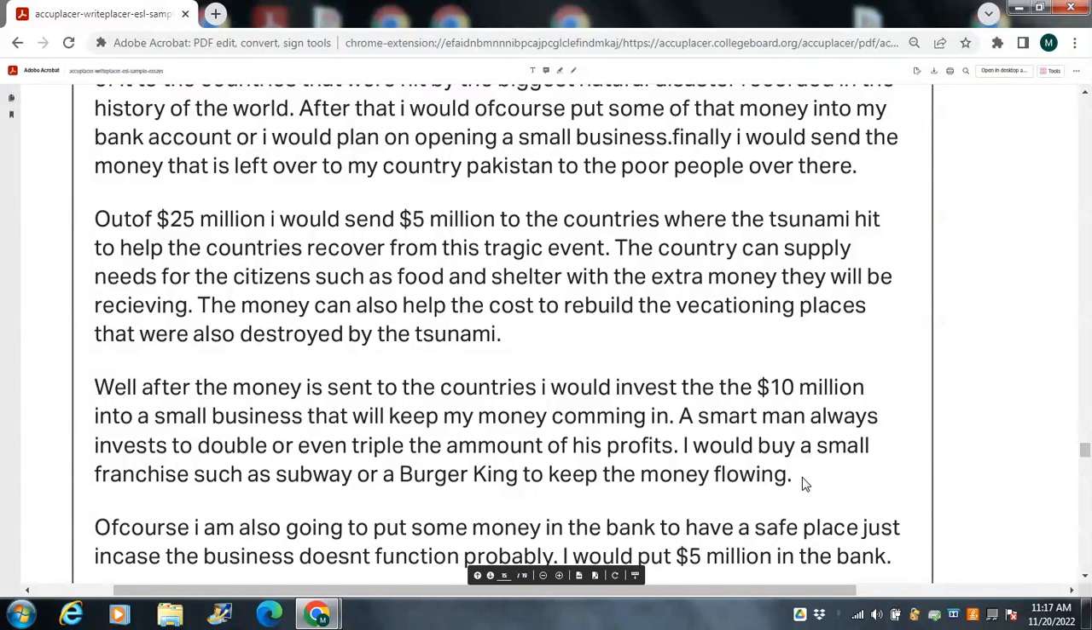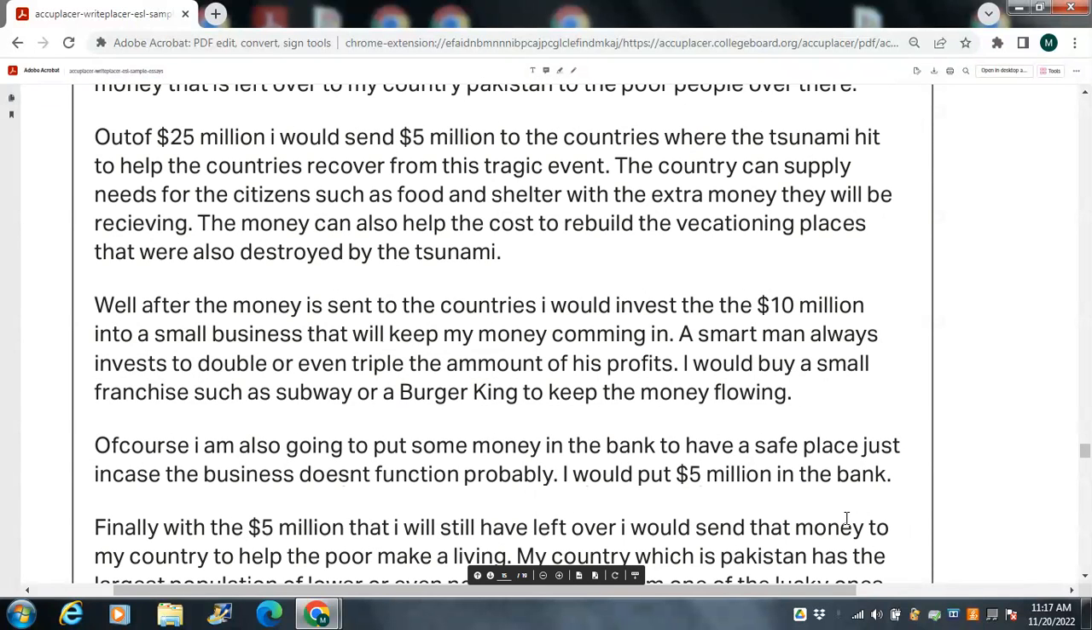Now we go on to paragraph 4, which is almost like a little sentence or a couple of sentences here. Let's see what they have. "Of course, I'm also going to put some money in the bank to have a safe place just in case the business doesn't function probably." And maybe they meant "properly" rather than "probably," but they said probably. "I would put $5 million in the bank."